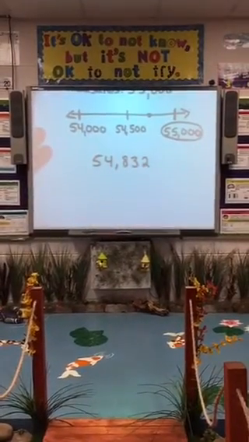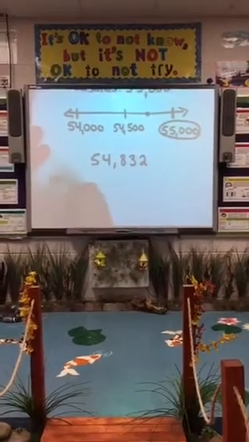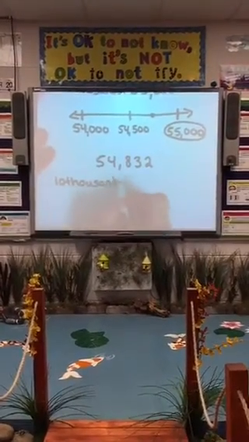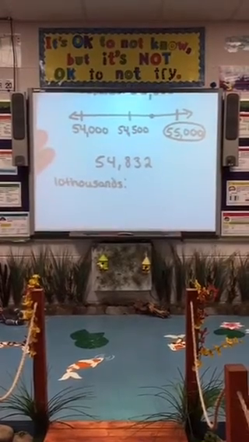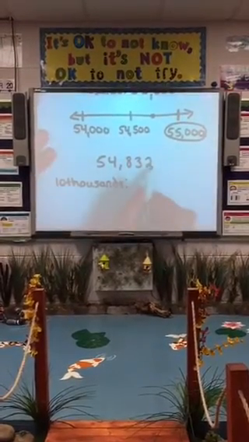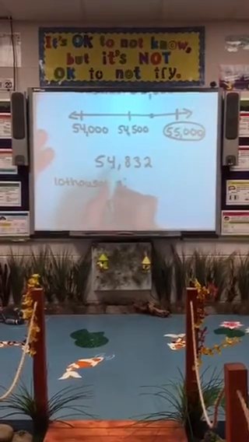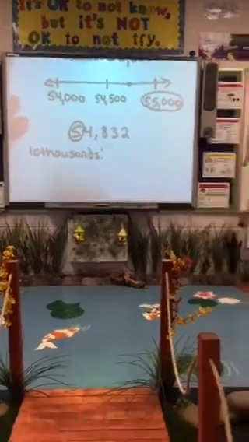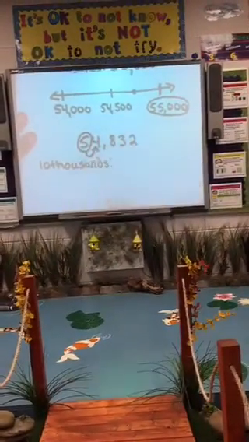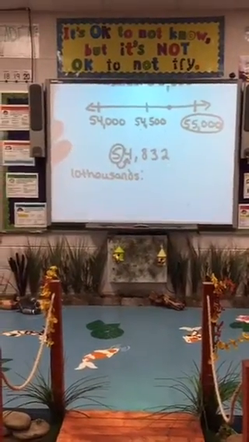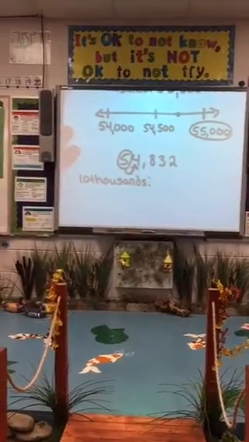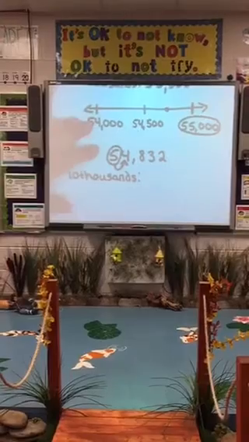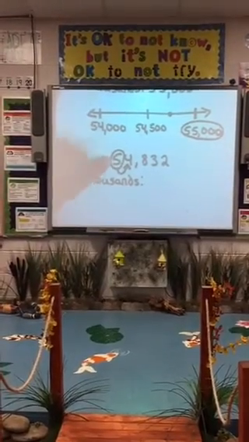If I wanted to round that same number, 54,832, to the nearest 10,000s, I'm going to circle the 5. We've got our ones, tens, hundreds, thousands, and that 5 is our 10,000s. I look to the digit on the right. It's a 4. 4 or less, we round down. 5 or more, we would round up. It's a 4, so we're going to round down. So my 5 is not going to change.